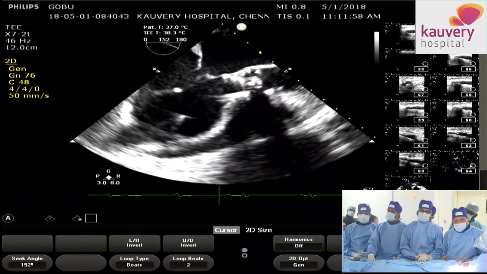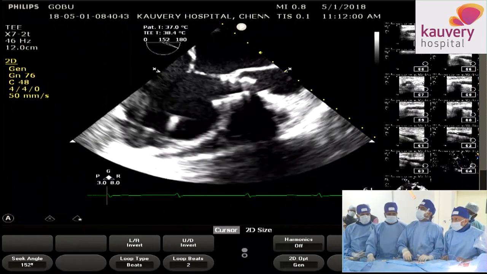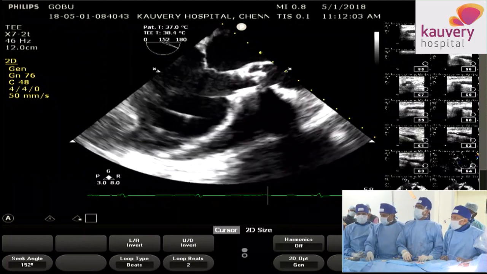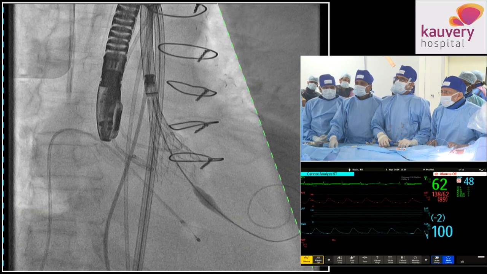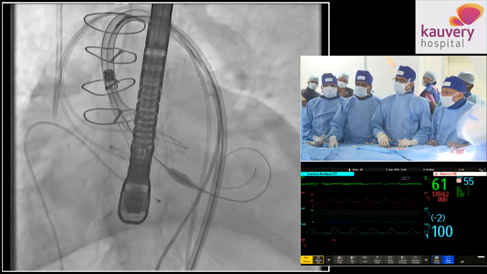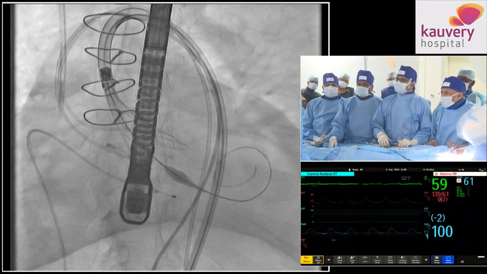Come to the reference image, reference view, LAO. Okay, come back to the TOE, please. TOE back.